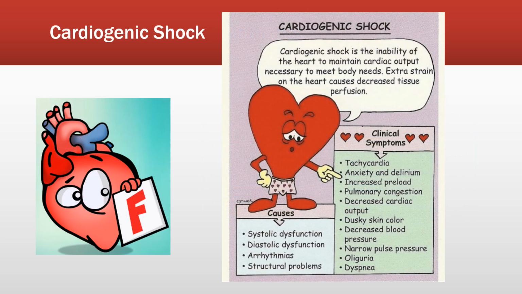Next is cardiogenic shock. It's the inability of the heart to meet the demands of the body. It's the most severe form of pump failure, and it comes with a high mortality rate. Various causes are tension pneumothorax, cardiac tamponade, trauma, diastolic or systolic dysfunction, cardiac arrhythmias, and structural problems within the heart. With acute myocardial infarctions, more than 40% of the left ventricular ischemia end up in cardiogenic shock. You can review the clinical symptoms on the picture.